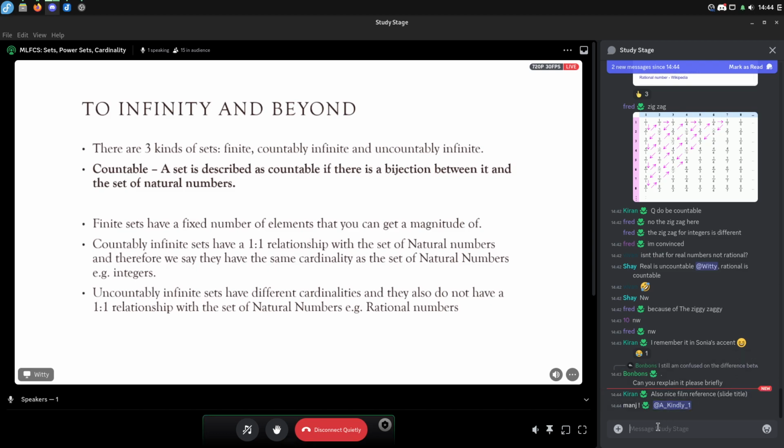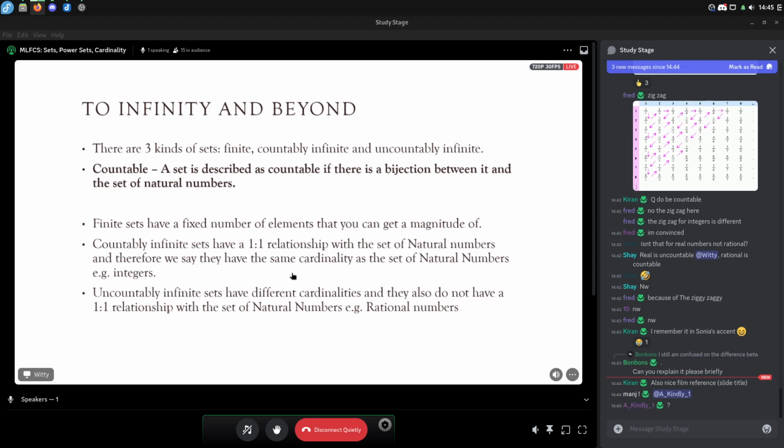If you can map whatever infinite set... you can agree with me that the natural numbers are an infinite set, right? Because you can keep on going and there would be no end to it. Now, if you have a set that you can map to the set of natural numbers using a one-to-one mapping, so each element in your set is mapped to one element in the natural number set, that means you have a countably infinite set. It's a bijection. Does that make sense?